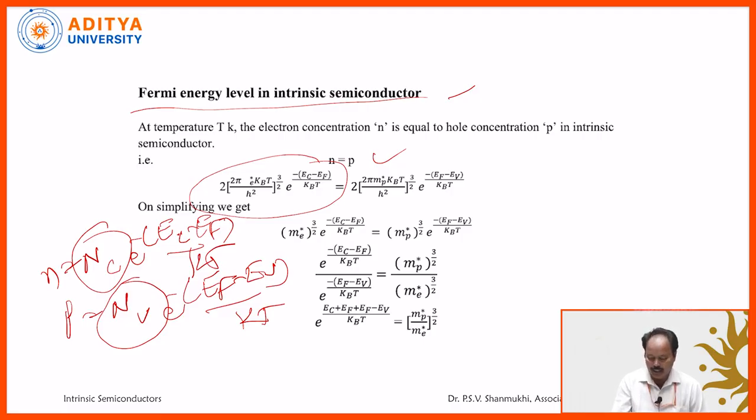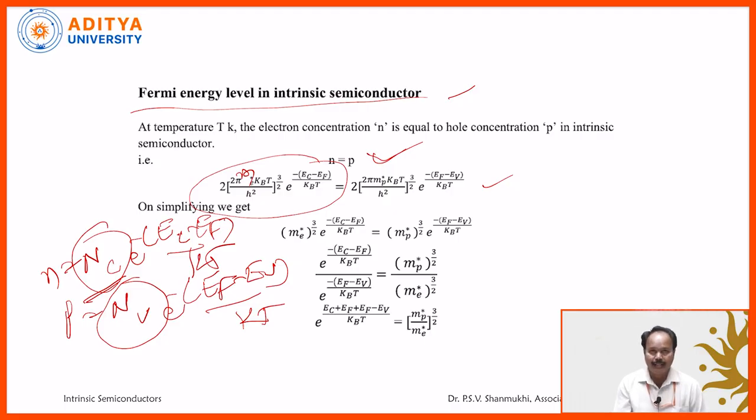At any temperature, n is equal to p, it is equal to ni. Of course, the Nc expression is there, that is given by (2 pi me star kT by h square) whole power 3 by 2 e power minus of (Ec minus Ef) by kBT or kT, where kB is Boltzmann's constant, T absolute temperature, me star the effective mass of the electron, h Planck's constant. In the same way, on the RHS you observe 2 into (2 pi mp star kBT by h square) whole power 3 by 2 e power minus of (Ef minus Ev) by kBT.